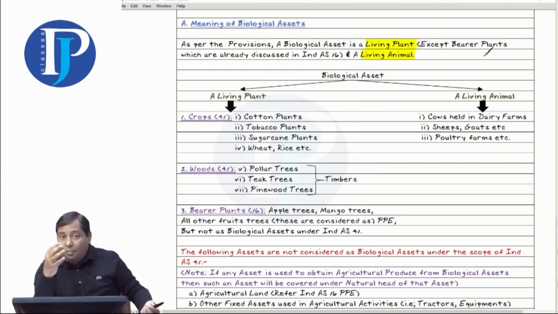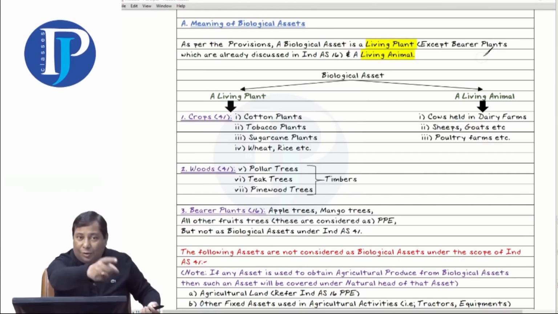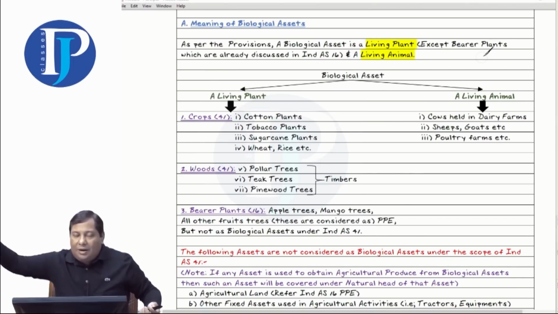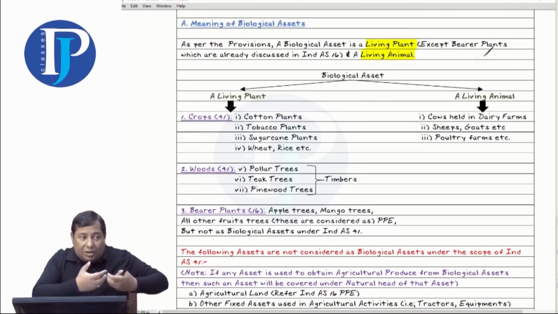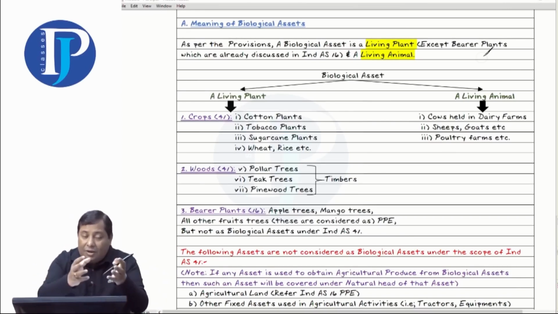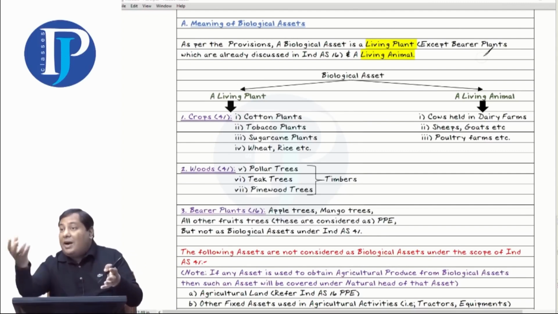So, when you cut down a tree you have grown, that is your biological asset. Literally, we don't cut down the trees. We take their yield, the fruits, and sell them in the market. The tree remains there. I had explained in a simple way, becoming an agricultural produce or providing the agricultural produce, both are different.